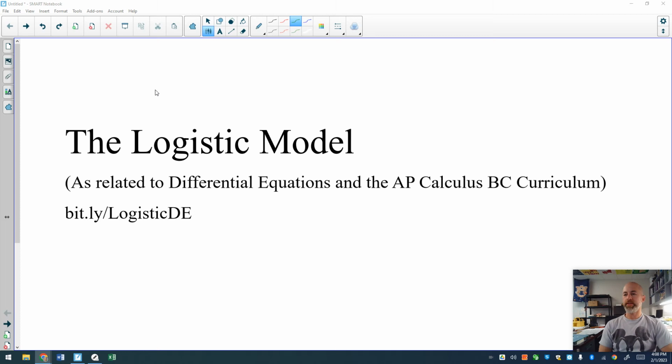Okay, we are going to look at the logistic model of population growth. And in this particular lesson, I will look at it from the perspective of differential equations and the AP Calculus BC curriculum. There are other applications of the logistic model, but I will not get into those. This is going to be catered more towards what you see in AP Calculus.